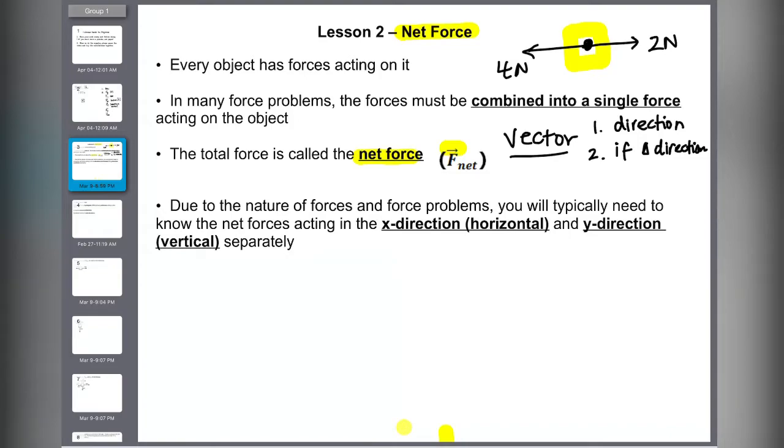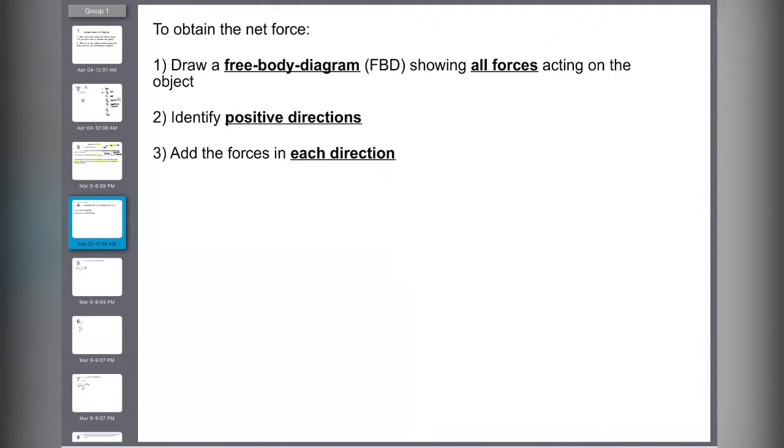And that's why in here it's telling you that if there is more than one direction, you're going to have to break it down into the x and y. Yeah, we're going into components again. And joining the components is using the Pythagorean theorem and stuff like that. Okay.